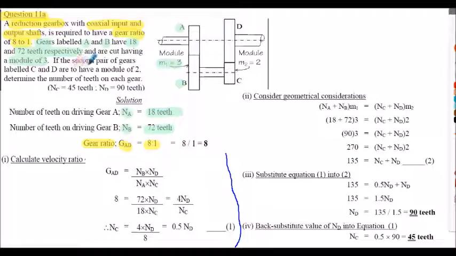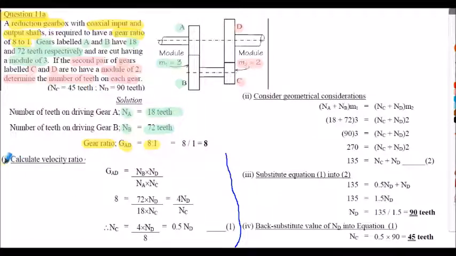A second pair of gears, labelled C and D in our diagram, shown here, now have a module of 2. M2 is 2. We've got to determine the number of teeth on each of the gears, that's on gears C and D.